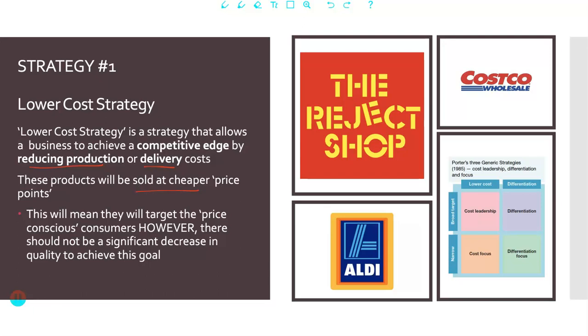And examples of this include the Reject Shop, Aldi, and Costco, all successful businesses that we often associate as having cheap goods and services, and that's because they have a low cost strategy. This will mean that these businesses will get a competitive advantage because they can target the price-conscious consumers, which is many of us, particularly in this environment of high inflation.